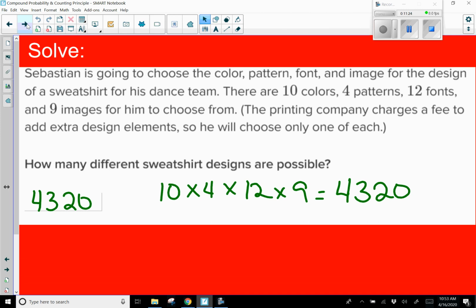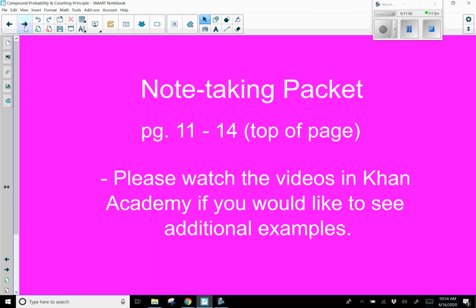Sebastian is going to choose the color, pattern, font, and image for the design of a sweatshirt for his dance team. There are 10 colors, 4 patterns, 12 fonts, and 9 images for him to choose from. The printing company charges a fee to add extra design elements, so he will choose only one of each. How many different sweatshirt designs are possible? Well, all you're doing is just multiplying 10 times 4 times 12 times 9, which gives you 4,320 possible combinations.